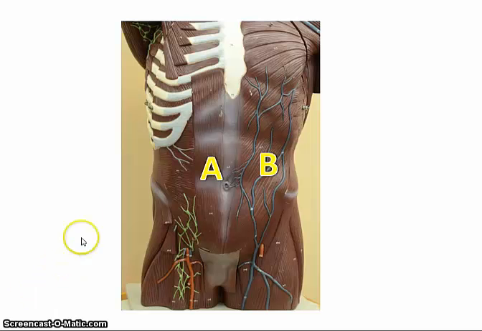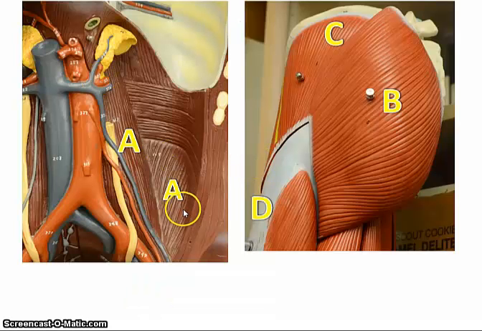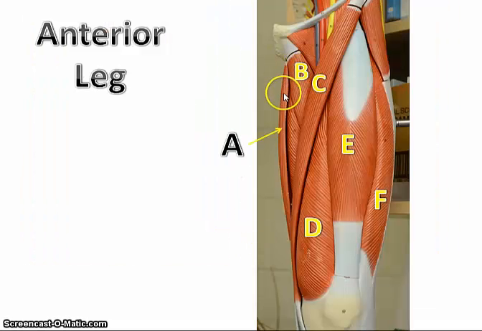I'm going to go through these quickly. A. Rectus abdominis. External obliques. Iliopsoas muscle. Gluteus maximus. Gluteus medius. Iliotibial tract. Gracilis. Adductor longus. Sartorius. Vastus medialis. Rectus femoris. Below it, deep to it, is the vastus intermedius. Vastus lateralis.